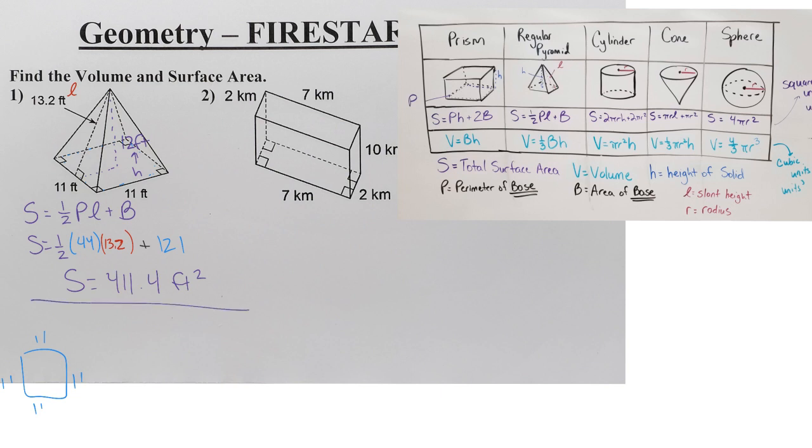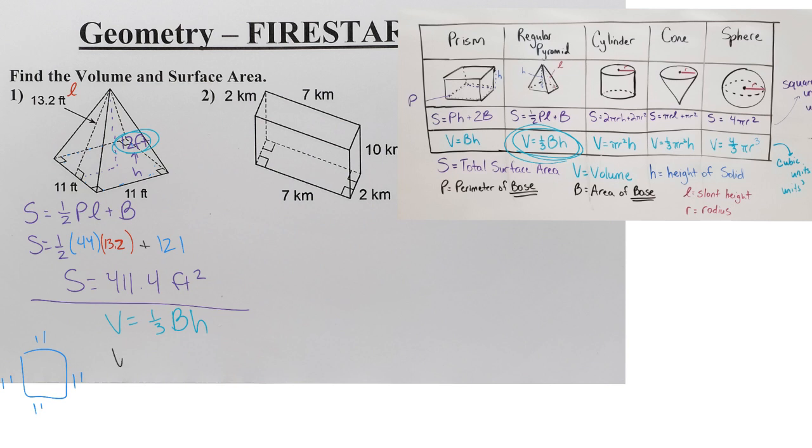Now volume, that's different. So I'm going to use the volume formula. All right, so the volume formula is 1/3 the area of the base, so that's why it's a big B, times the height. And now remember, height is different than slant height. So I'm going to use the purple 12 instead of the 13.2.